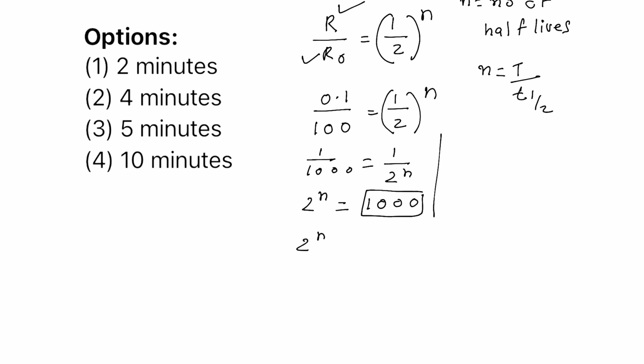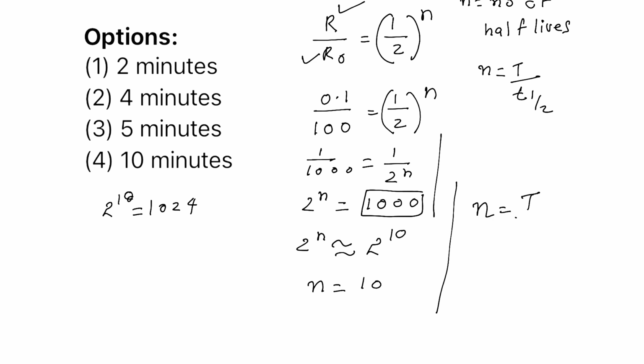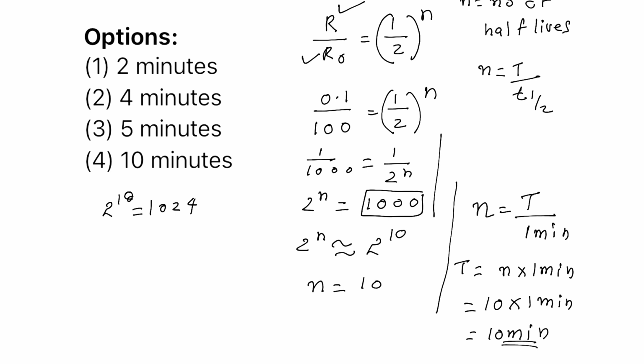So 2^n is approximately equal to what? 2^10. The actual value of 2^10 is 1024. Okay, not 1000 but approximately. So you can write n is equal to 10. Now what is n? You see, n is equal to total time by t half. What is t half? 1 minute as per the question. So what is total time? n into 1 minute, right? What is n, which we already got? 10 into 1 minute. So what is our answer? 10 minutes. Clear? You understand?